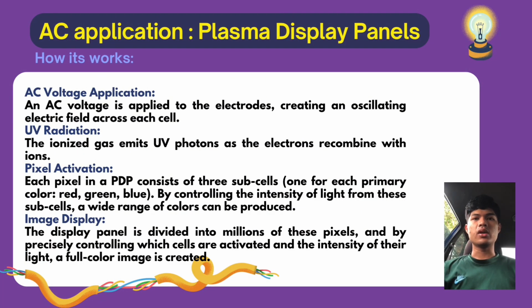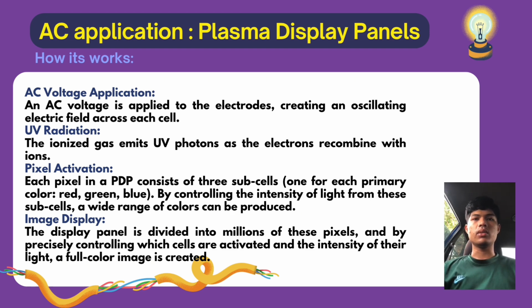AC voltage application. An AC voltage is applied to the electrodes, creating an oscillating electric field across each cell. UV radiation: the ionized gas emits UV photons as the electrons recombine with ions. Three, pixel activation. Each pixel in a PDP consists of 3 subcells, one for each primary color, red, green, blue. By controlling the intensity of light from these subcells, a wide range of colors can be produced.